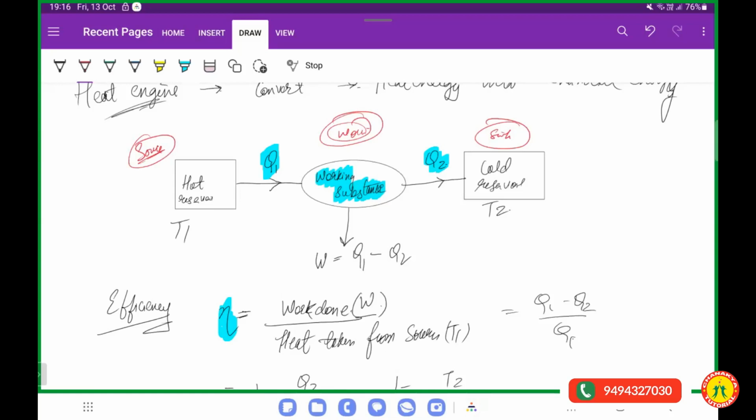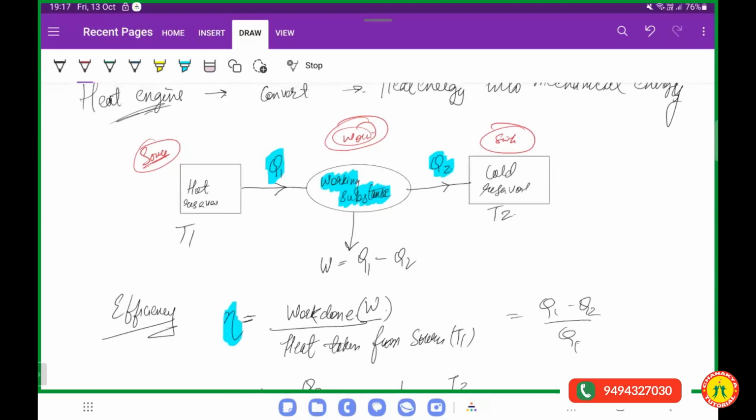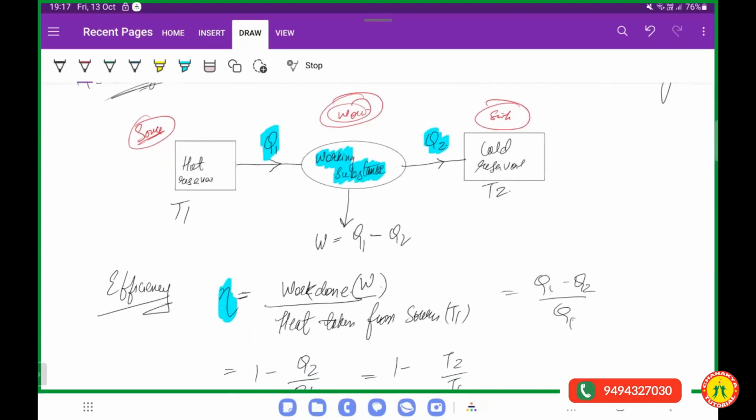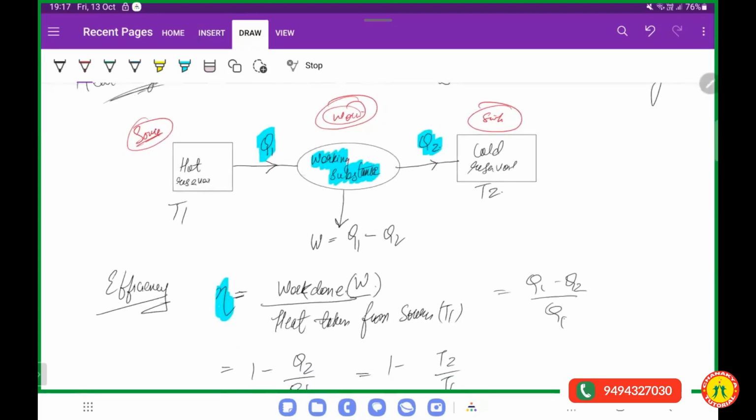Now, a refrigerator works in reverse. Our cold reservoir will be the source. It will be the working substance and work will be done. Then the remaining will go to the hot reservoir. Heat will be taken from the system and given to the hot reservoir.